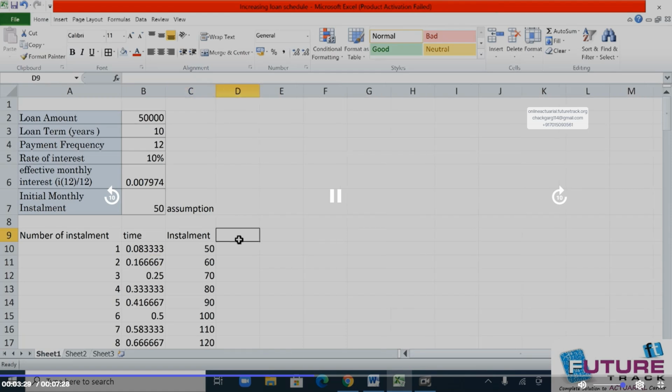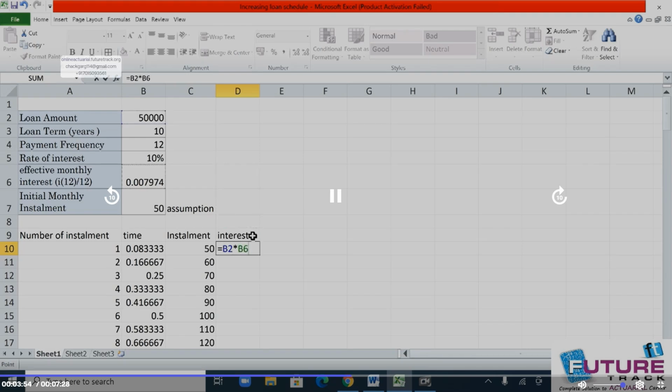Next column is interest, right? So what is the interest element for this? We have a loan outstanding of 50,000, right? So 50,000 into i(12) by 12, which we have given. So we get interest as 398.